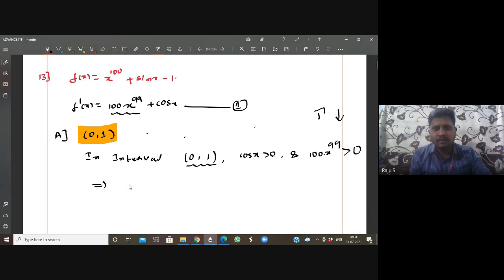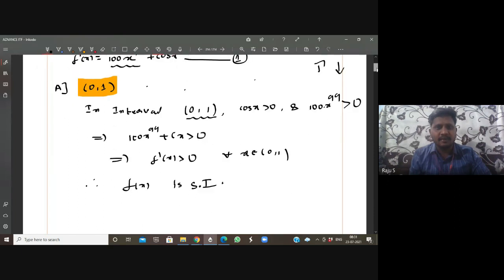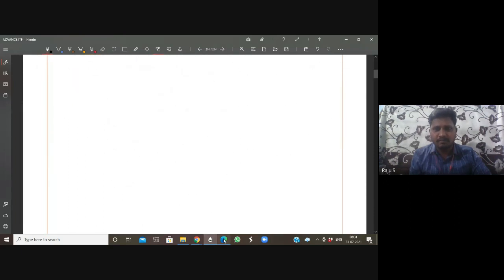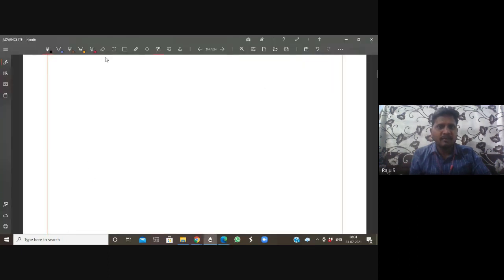Which implies 100 x power 99 plus cos x is also greater than 0. So this is nothing but f dash of x is greater than 0 for each x belonging to 0, 1. So what can we conclude? Is the given function increasing or decreasing? Therefore, f of x is strictly increasing. Okay, in the first subdivision it is increasing. Let us see the second subdivision, pi by 2 to pi, the second quadrant.